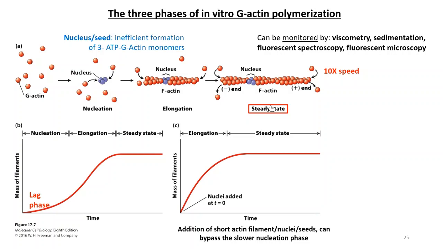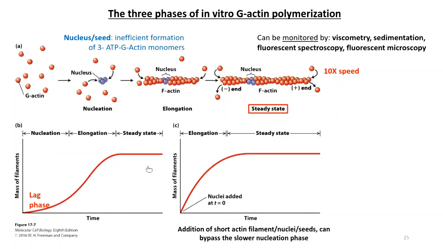Okay. That means this particular unit is not going to get affected. Units will get assembled here, units will disintegrate from here. Either it will stay the same or it will keep on increasing later on. Okay. So how can we get rid of this lag phase? For example, if we provide the system with already made nucleus, the 3-unit assembly, in that case, once we add the nuclei, we will get rid of this lag phase. So we will directly go into the elongation phase. Once it acquires a specific length, then it will become steady state. Okay. So addition of short actin filament or nuclei or seeds can bypass the slower nucleation phase.